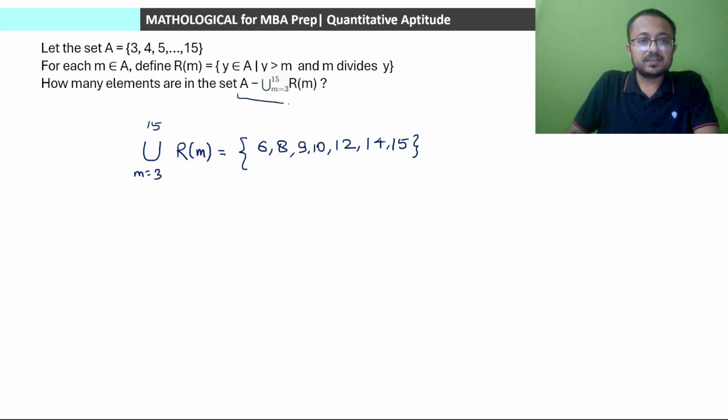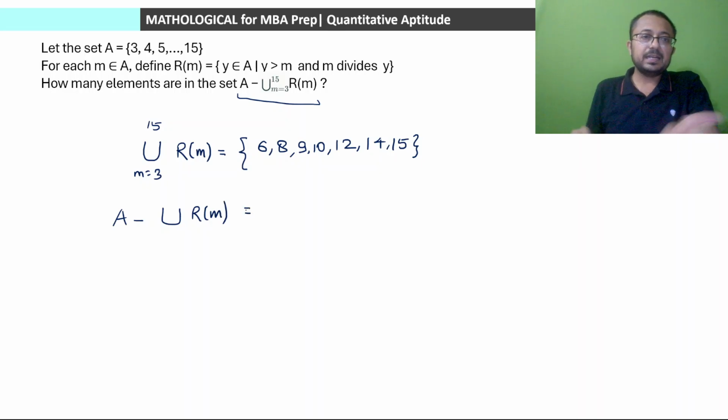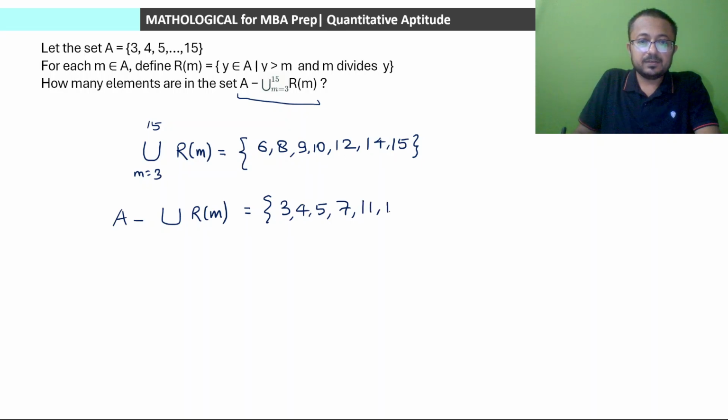So A minus this union of RM, this will be equal to A contains all elements from 3 to 15, subtract कर दो 6, 8, 9, 10, 12, 14, 15. तो remaining elements will be 3, 4, 5, 6 subtract हो गया 7, 8, 9, 10 subtracted 11 and 13. So elements will be 3, 4, 5, 7, 11 and 13. So this will be our answer. Number of elements is equal to 6.